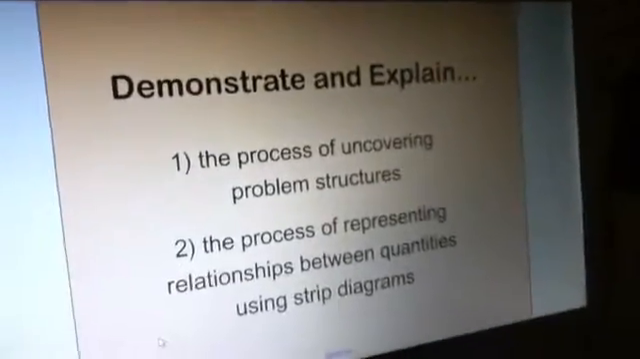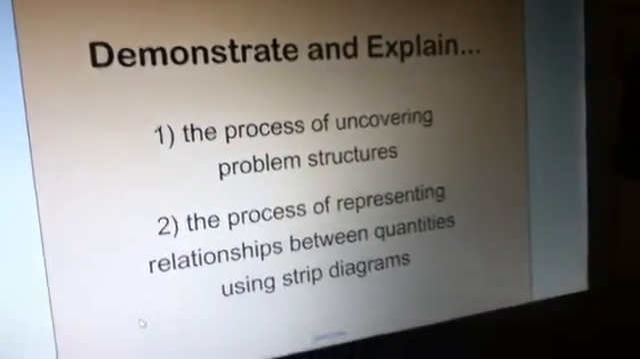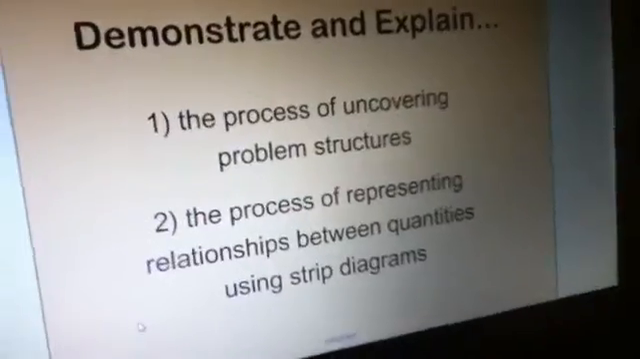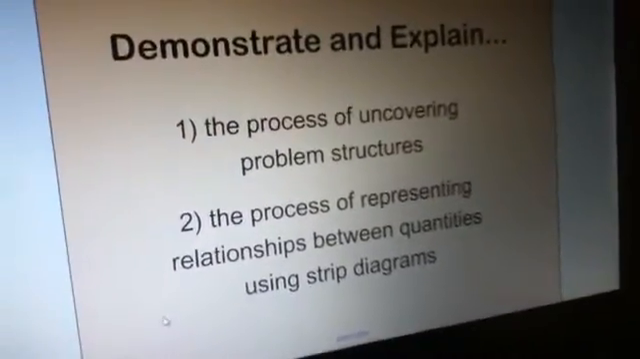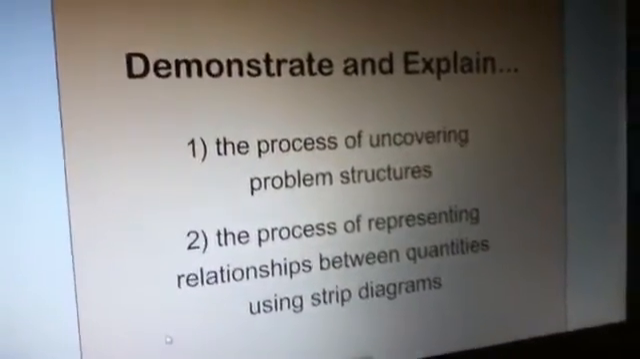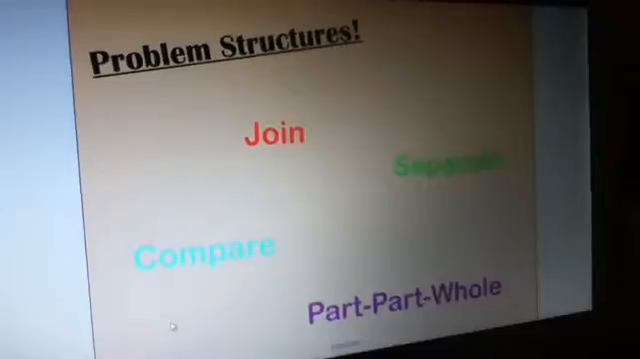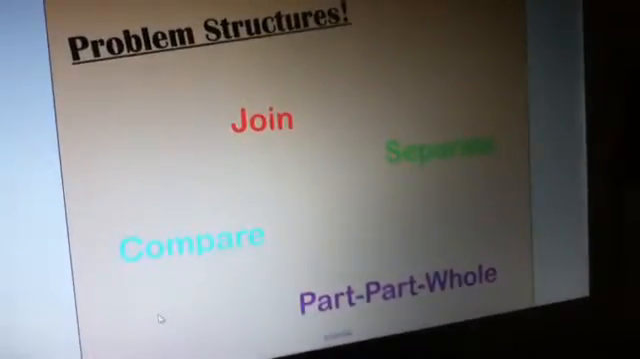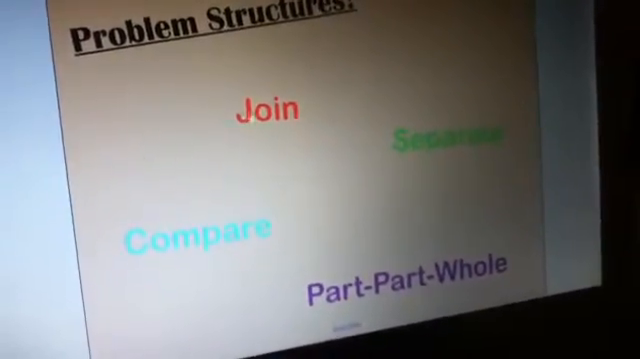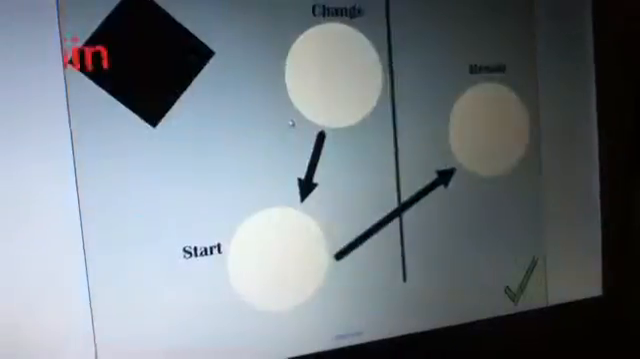I'm going to demonstrate and explain the process of uncovering problem structures, as well as the process of representing relationships between quantities using strip diagrams. So the first thing we're going to do is take a look at different types of problem structures. Here you can see that we have 4 different types, and the first one we're going to take a look at is the join structure.